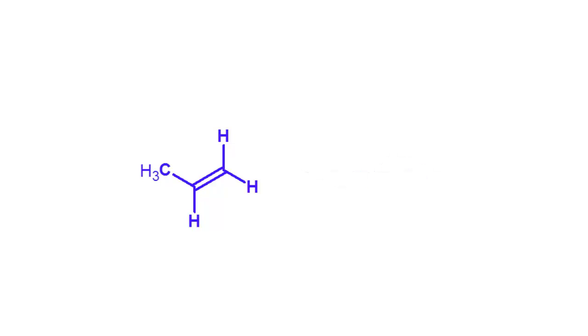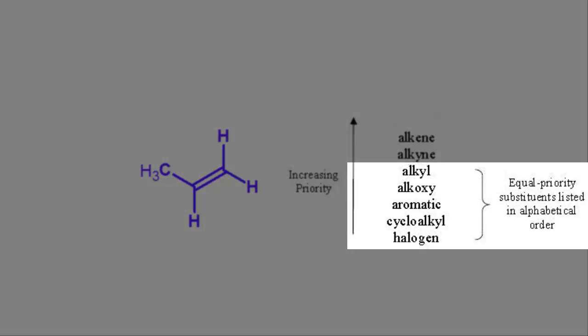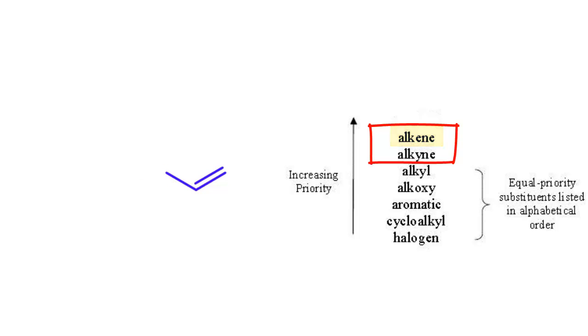With the new functional group added, we need to set a priority list for organic functional groups. Alkanes and their related groups, alkyls, halogens, cycloalkyls, have the same level of priority. With their multiple bonds, alkenes and alkynes are higher in priority than this batch of other functional groups, with alkenes higher than alkynes.